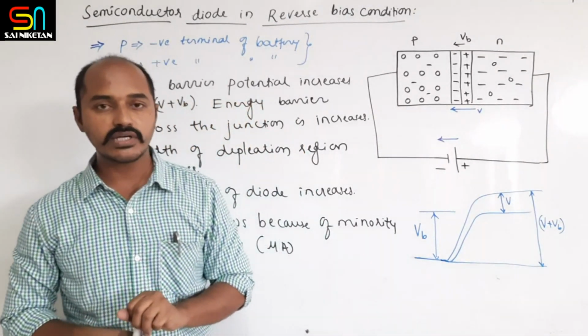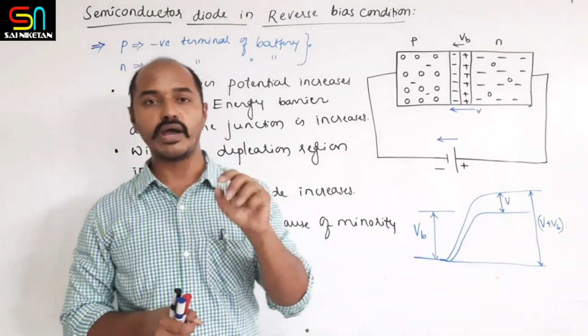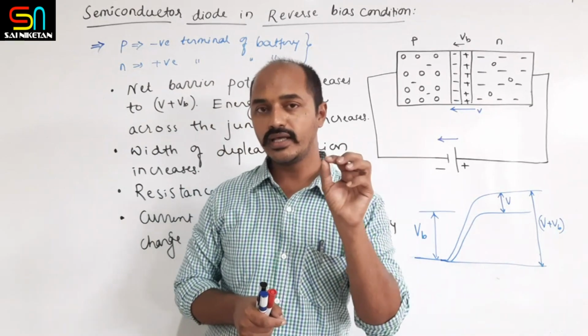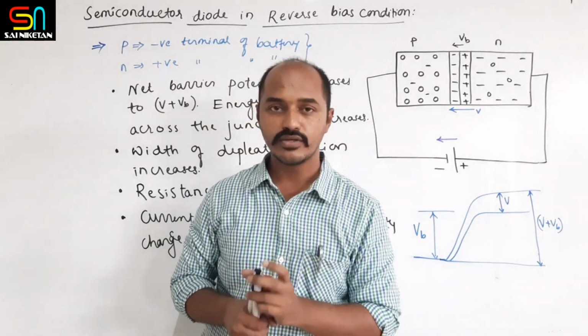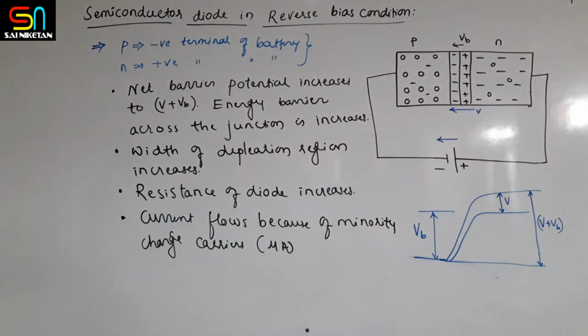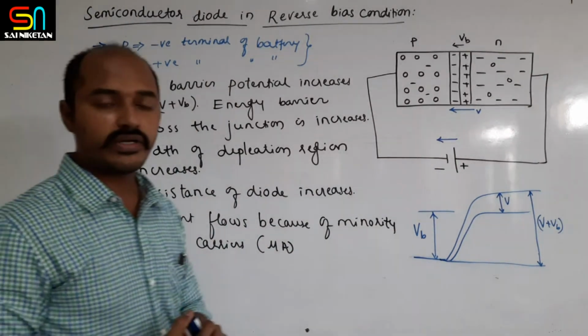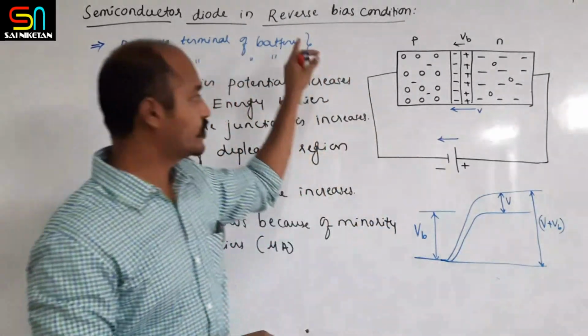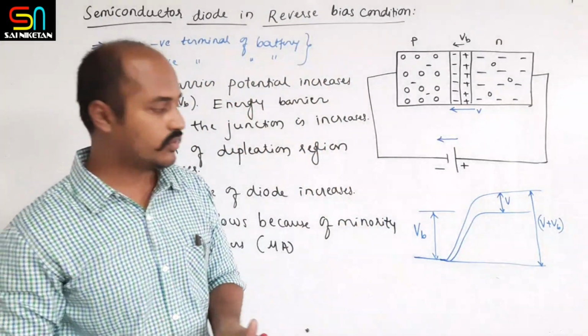And here whatever current is flowing is only because of minority charge carriers, and that current is only in terms of microamperes. So just take a screenshot and make the notes. I hope you have taken it and try to note down, try to make the notes by using all these key points.